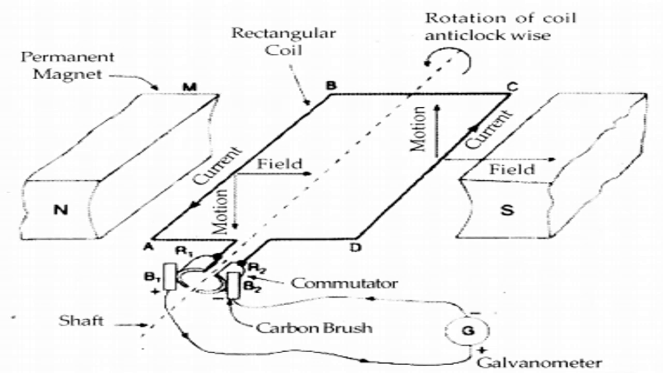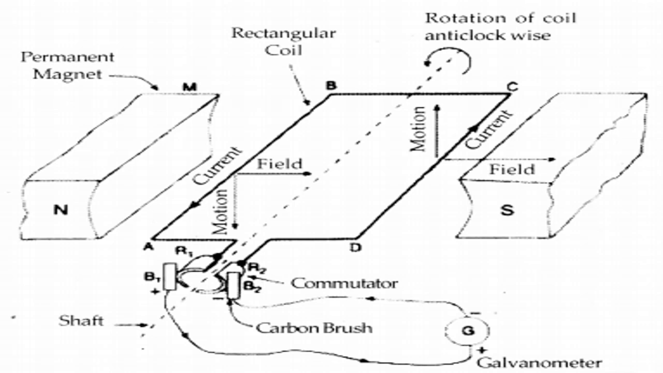Figure shows a simple loop generator. Here is a rectangular coil which has two conductors, conductor AB and conductor CD, and the rotation of the coil is in anticlockwise direction. When the coil moves in anticlockwise direction, conductor CD moves in upward direction, conductor AB moves in downward direction, and the field direction is here, the magnetic flux lines from north pole to south pole.